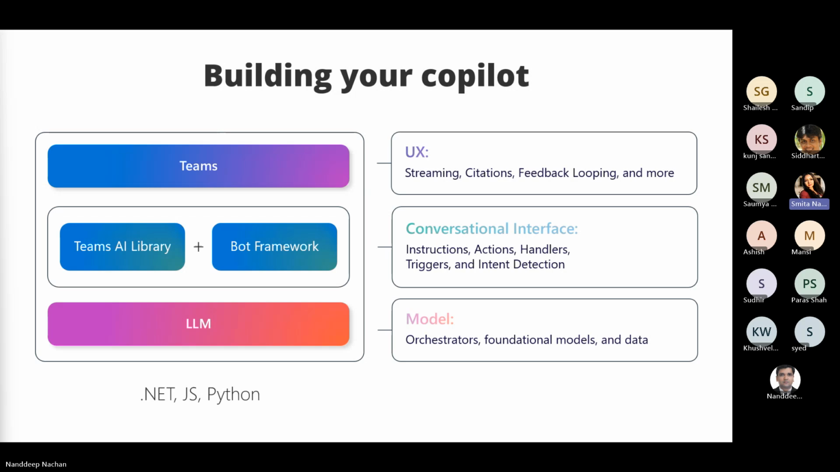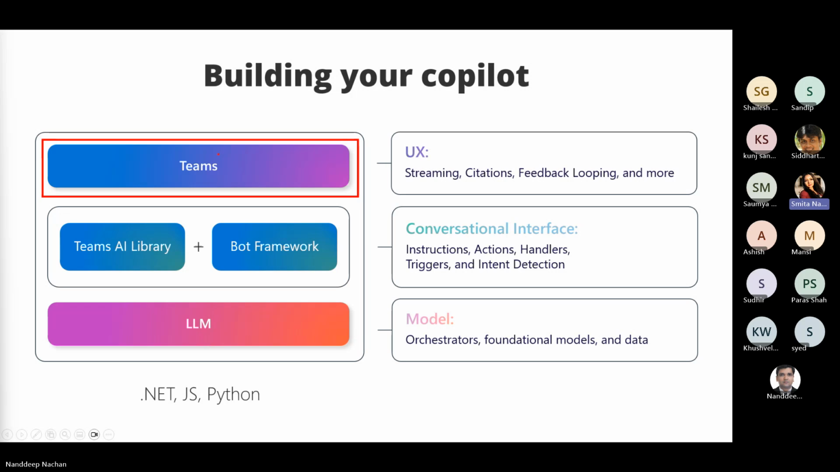Now let's see about building your Copilot. So this is an overview of the components and architecture for building a custom Copilot in Microsoft Teams. So here is a point by point breakdown for each layer. So the first one is the core components, which consist of the Teams AI library plus bot framework as well as the LLM. LLM means nothing but large language models. So let's go through these core components one by one.